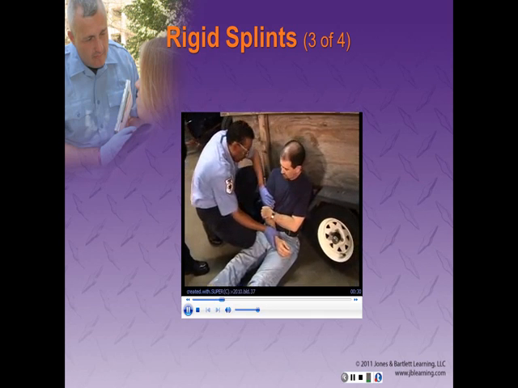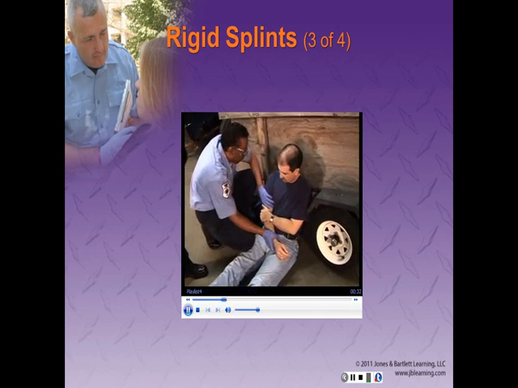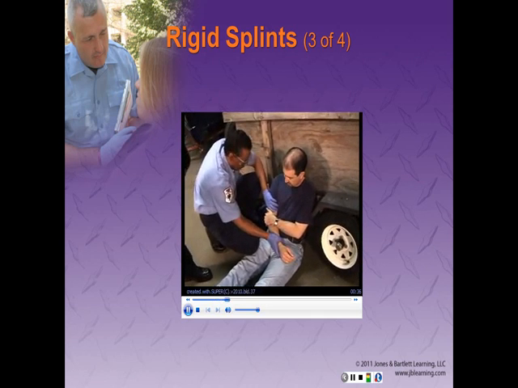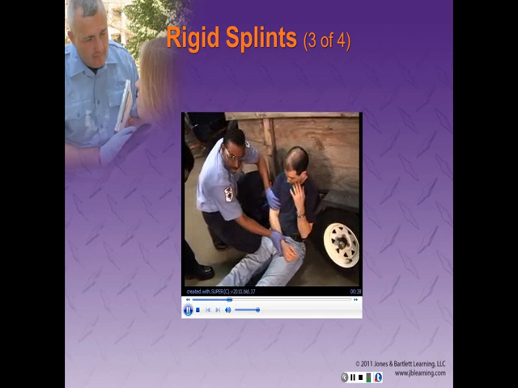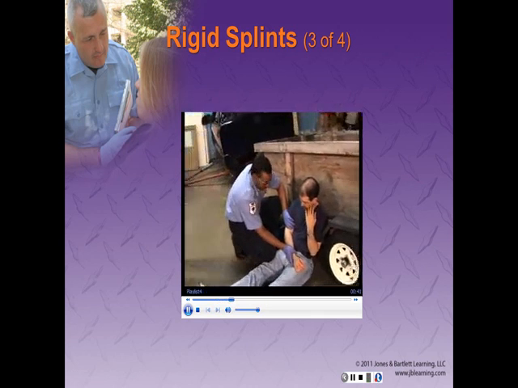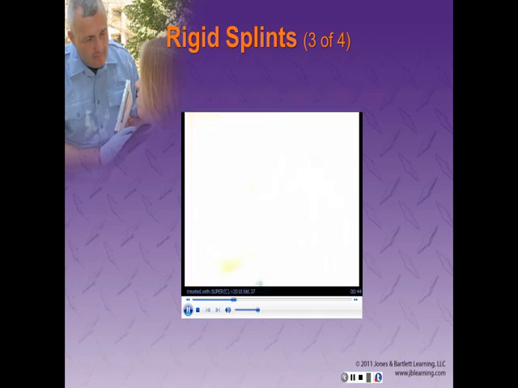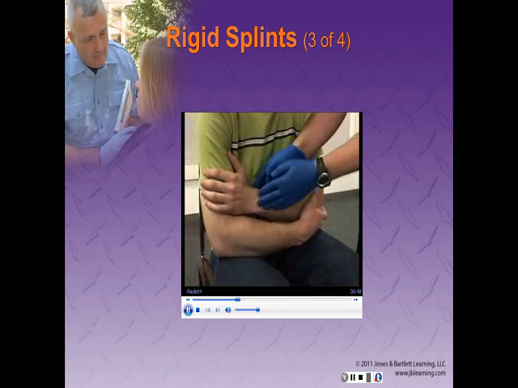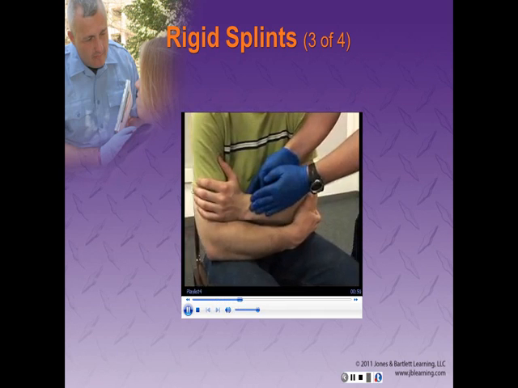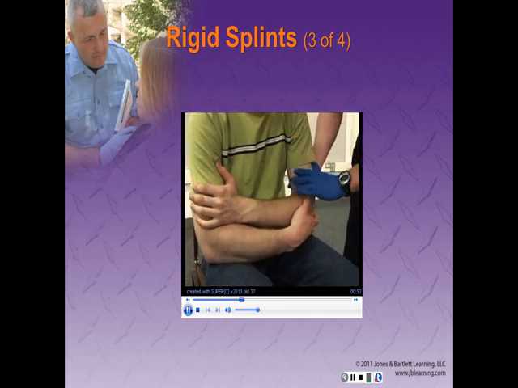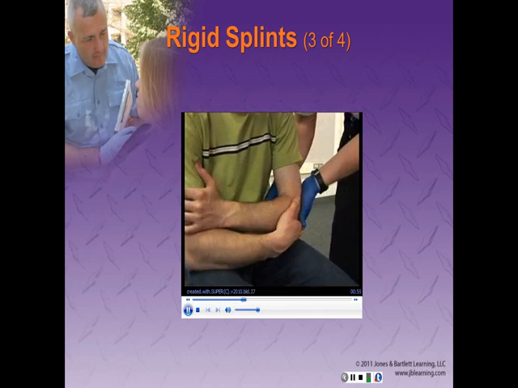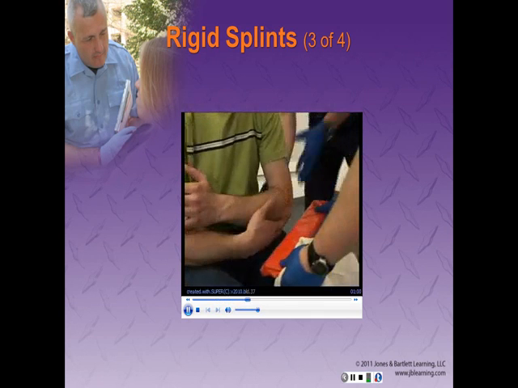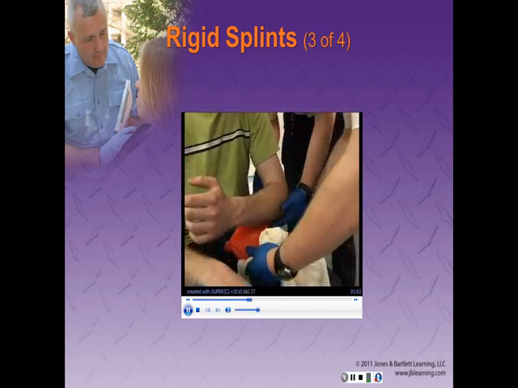A check of the distal circulation through the capillary refill or pulse check must be performed when appropriate and possible. Assessment of motor function and sensation must be performed on all extremities. Manipulation of joint injuries can create devastating neurovascular conditions. Based on the specific injury, gather and prepare the appropriate splinting materials.